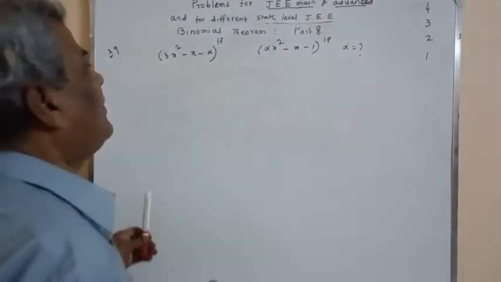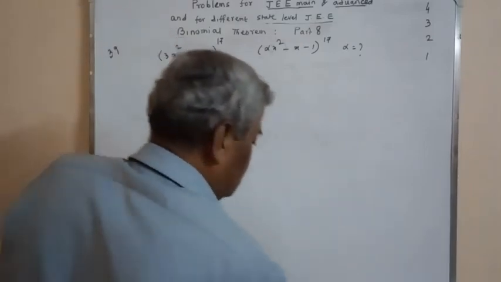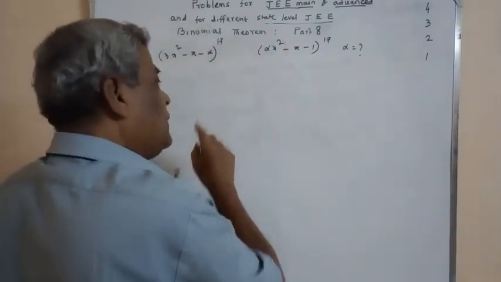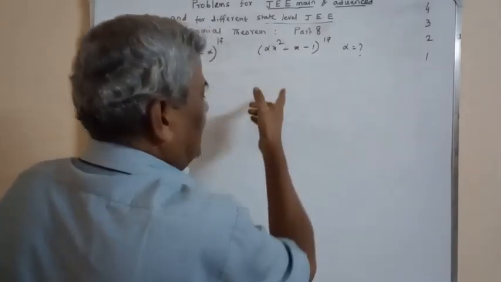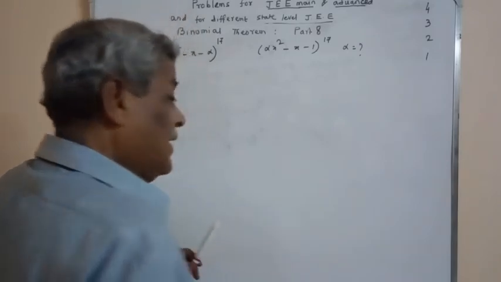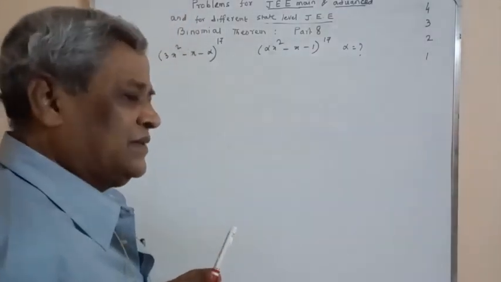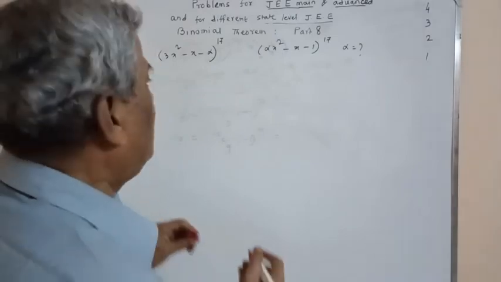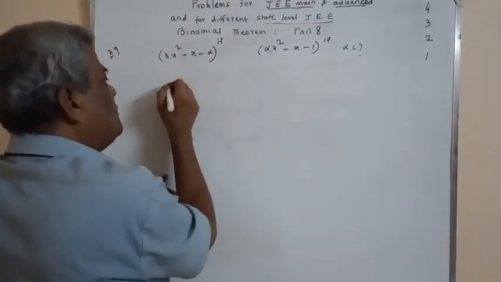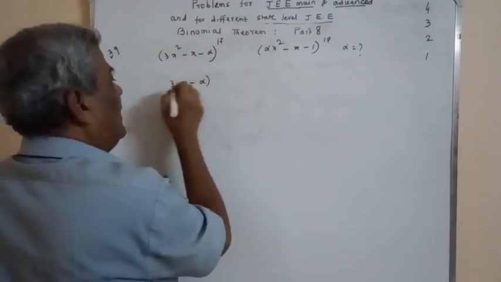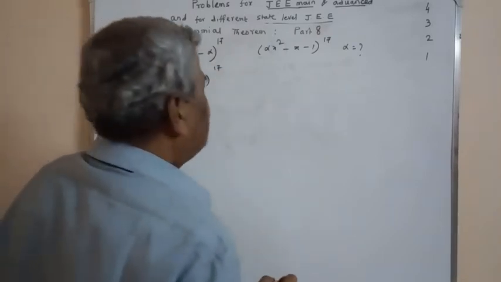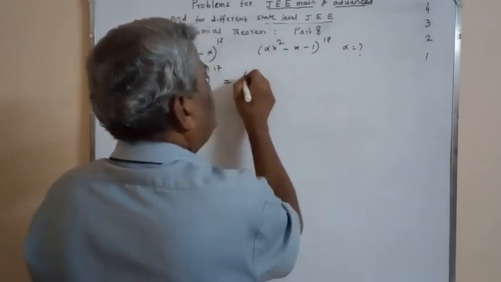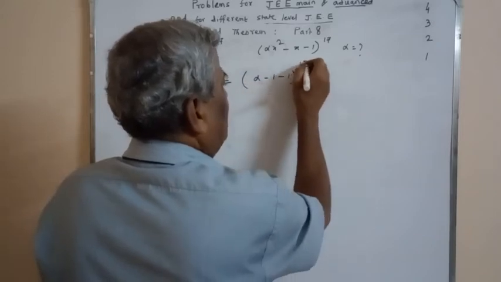The problem is, in those expansions, the sum of all coefficients of this is equal to the sum of all coefficients of that. In that case, what is the value of α? Now we know that for any expansion, the sum of all coefficients can be obtained by putting x equal to 1. Very simple thing. So the sum of coefficients is (3 − 1 − α)^17. Similarly, the sum of all coefficients of the other expansion is (α − 1 − 1)^17, that is (α − 2)^17.